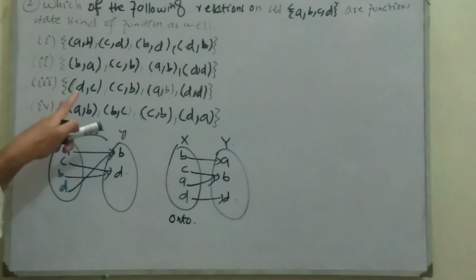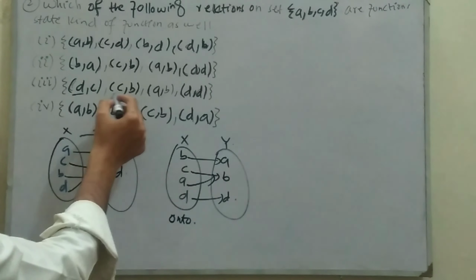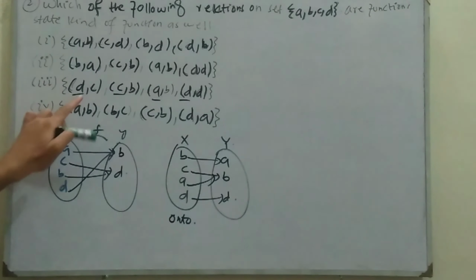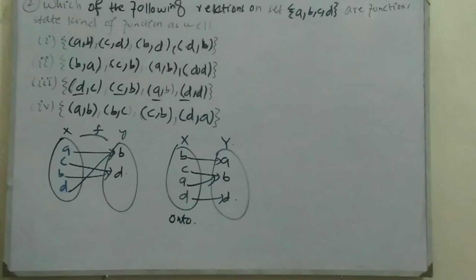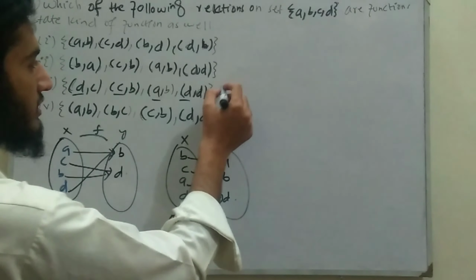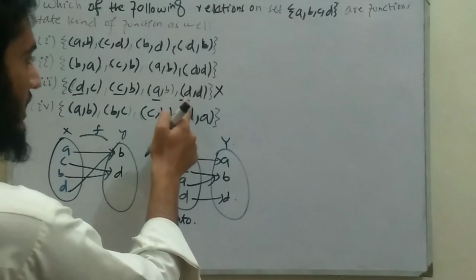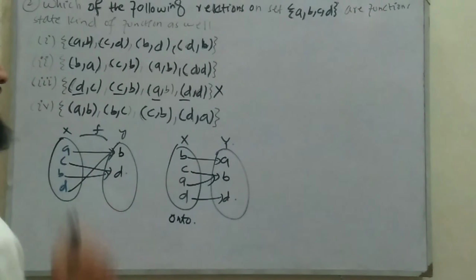Now move to the third part. If we look in the domain, we have D, C, A and D again. So when one element is repeated in the domain, it means that this will not be a function. So this relation is not a function because the first element in the domain is repeated.